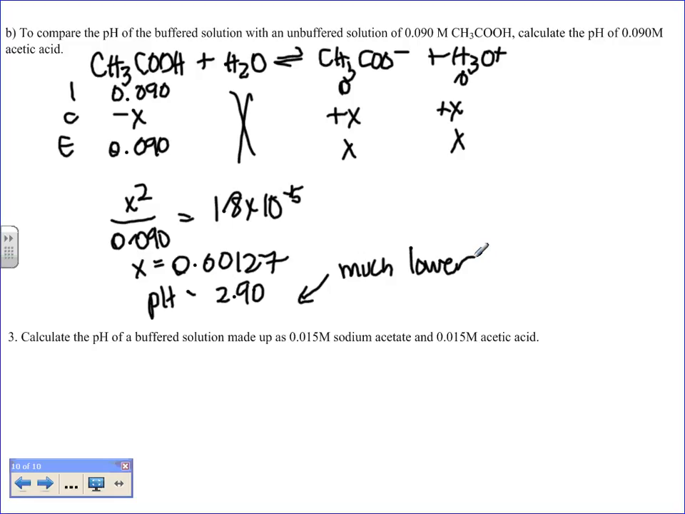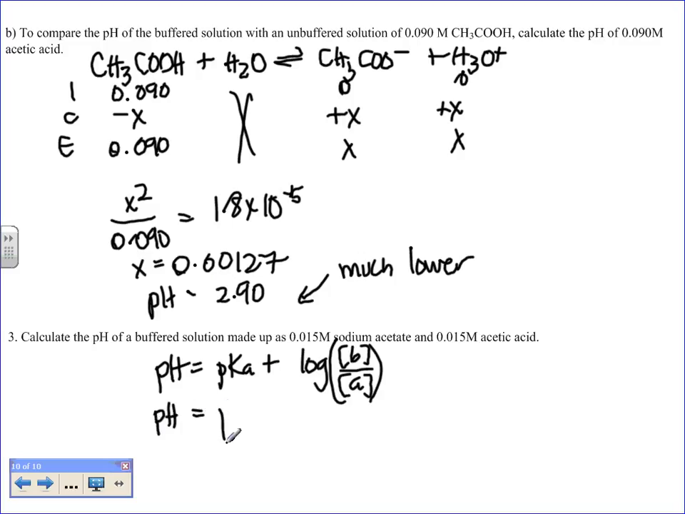Okay, so let's calculate the pH of a buffered solution made from 0.015 sodium acetate and 0.015 acetic acid. I've got a buffer, so I can use the Henderson-Hasselbalch equation, which is pKa plus log of concentration of B over concentration of A. Now this example I'm showing you because it's a scenario where the concentration of the base and the acid in the buffer are the same. Log of 1 is 0. So at this point, the pH is actually equal to the pKa.